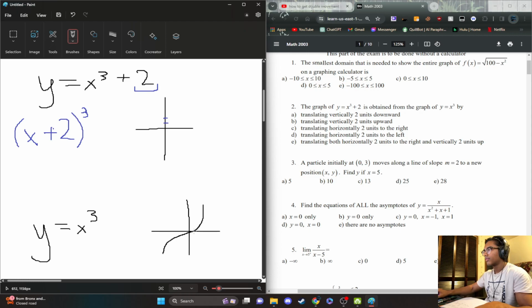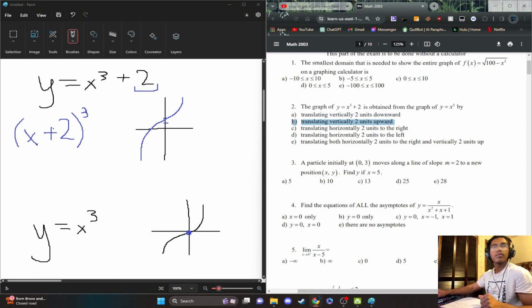So you see how this is a 0? It's hitting the origin while it's making that turn. This one is going to be making its turn on 2. So this is the answer. I think it's B. Yeah, it's B.